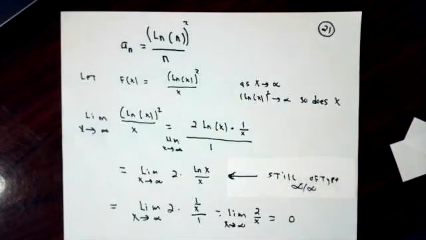As a more complicated example, I want to let a sub n be the square of the natural log of n, divided by n, and I want to try to figure out whether this sequence settles down or converges to something.